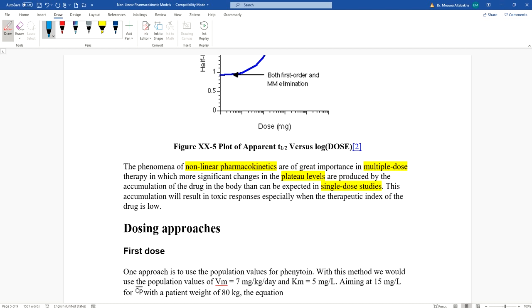Today we will continue with the nonlinear pharmacokinetic models, and this is part 2, so if you haven't watched part 1, then I advise you to watch it first and then continue with me this session. Okay, let's remember what we talked about in the last session, in the last video.